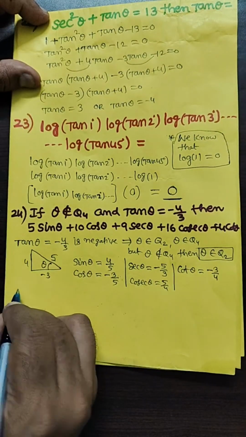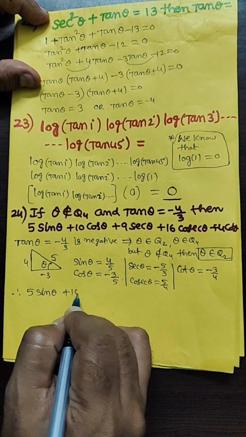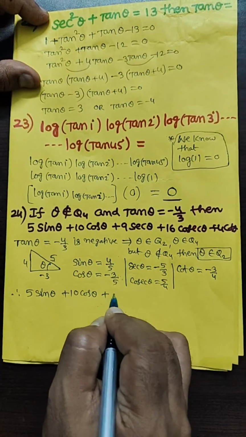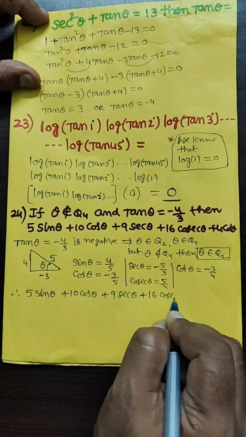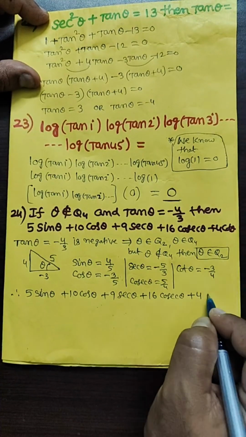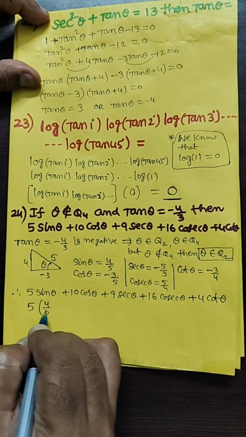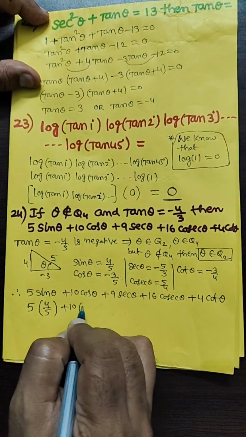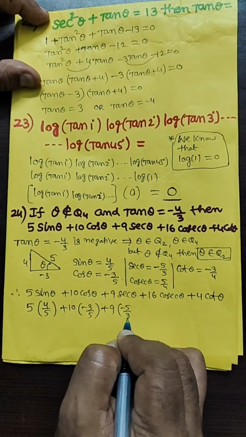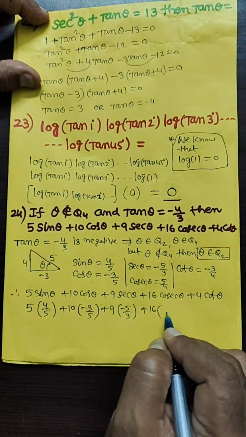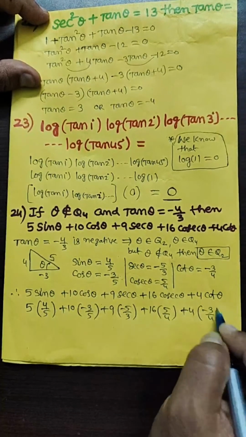So now come to the question. Therefore, 5 sin theta plus 10 cos theta plus 9 secant theta plus 16 cosecant theta plus 4 cot theta. So substitute the respective values. 5 into sin theta 4 by 5 plus 10 into cos theta minus 3 by 5 plus 9 into secant theta minus 5 by 3 plus 16 into cosecant theta 5 by 4 plus 4 into cot theta minus 3 by 4.